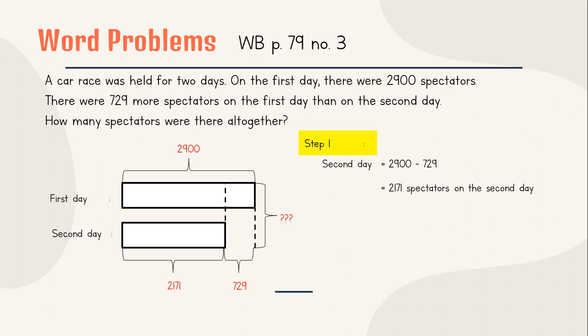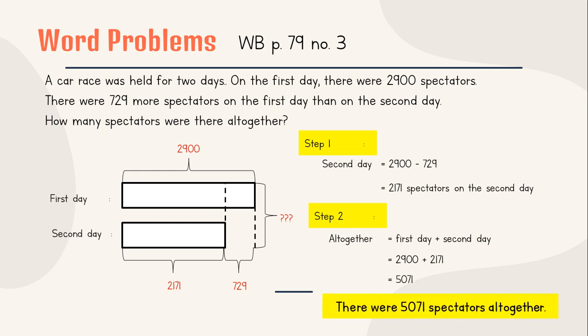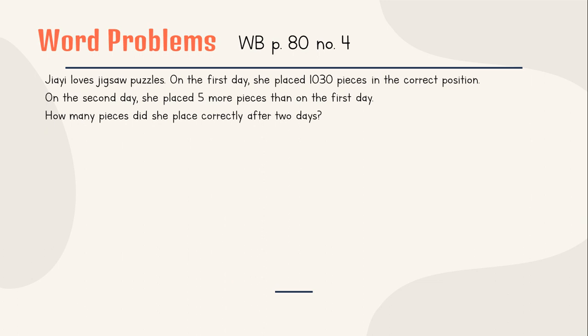Now, after this, do you think we can solve altogether? Yes, so step 2 will be first day plus second day, which is 5,071. So there were 5,071 spectators altogether. It's kinda easy, right? Go to the next.